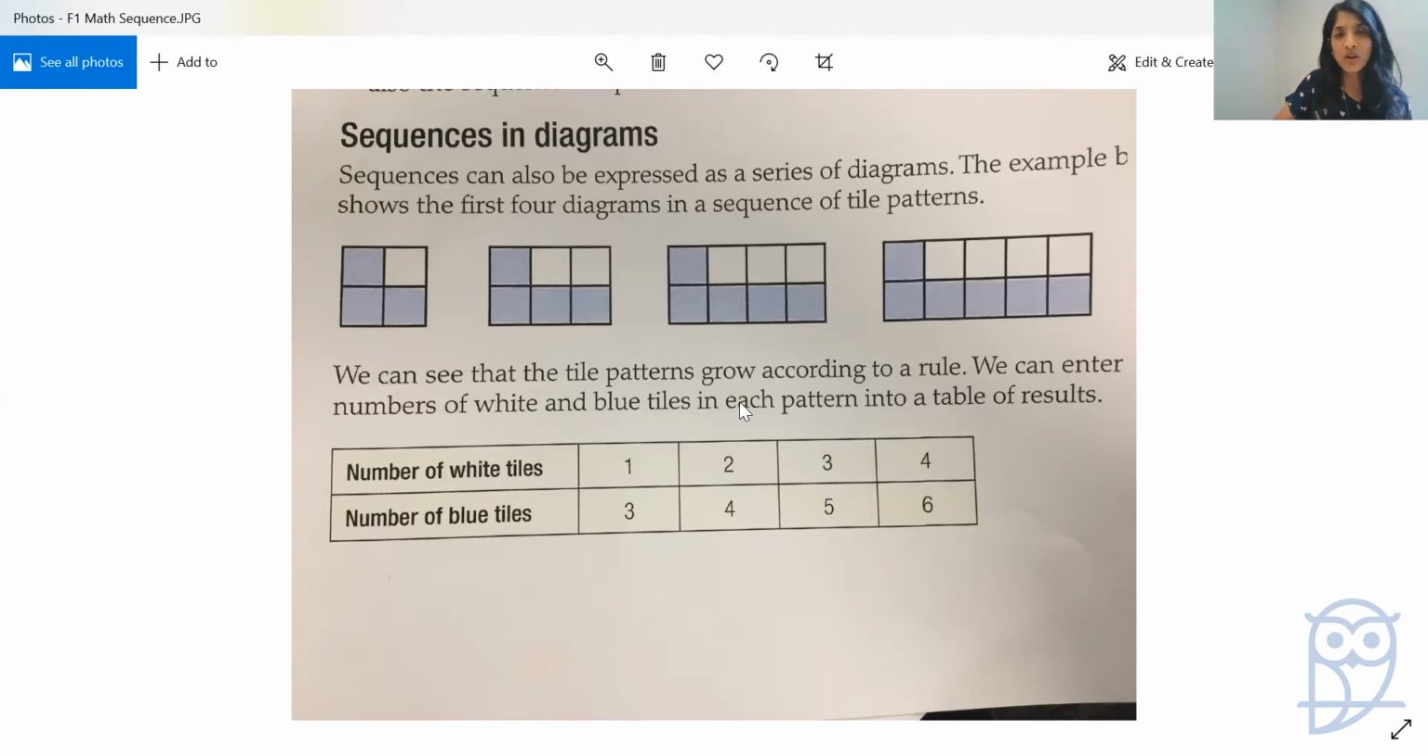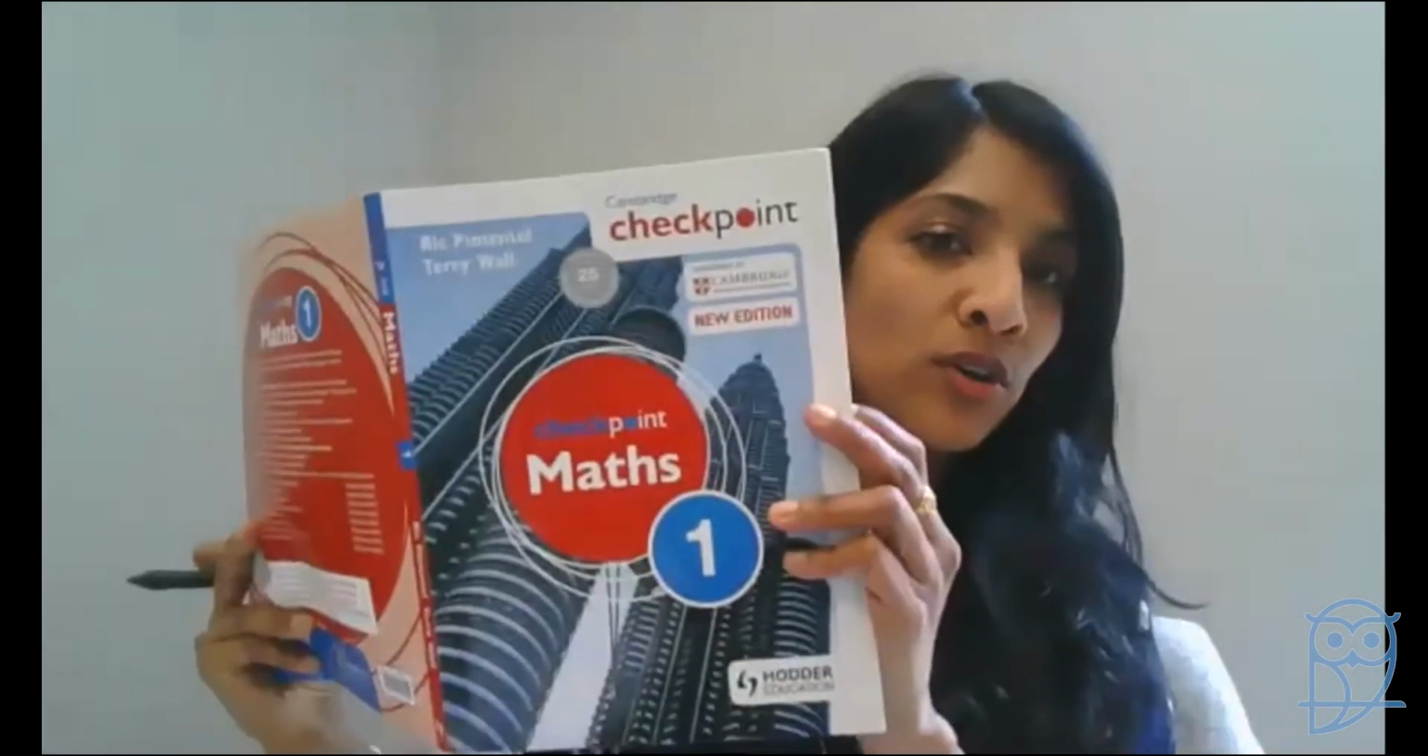Now we're going to move along and do a couple of examples together. Remember, when we're working with sequencing, we must always look at the rule. The rule is going to help us form a solution. So I'm going to look at your textbook and quickly show you which textbook I'm on. I'm on your maths textbook and I'm on page 140, exercise 16.2.